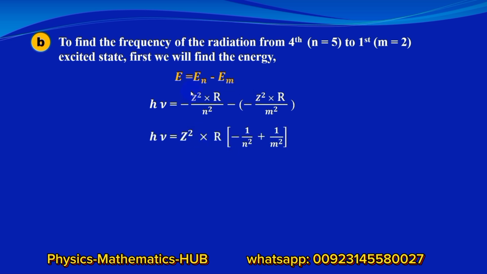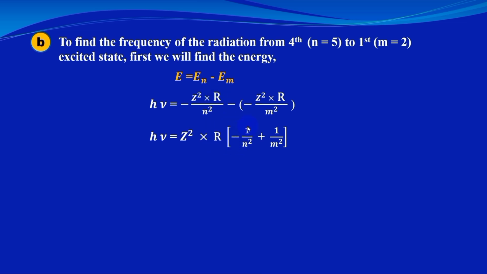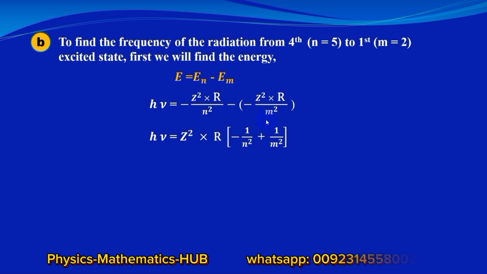We take z square and r as common. We get minus 1 over n square. Here minus into minus becomes plus 1 over m square. Z square multiplied by r divided by h, which is the Planck constant, multiplied by 1 over m square minus 1 over n square.